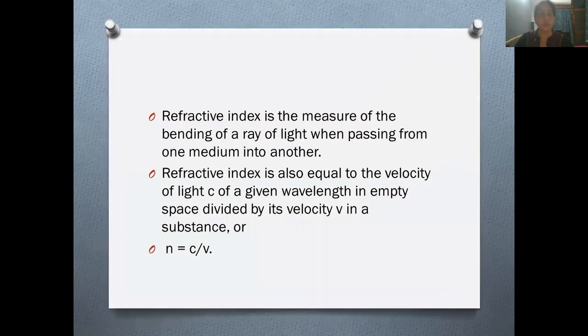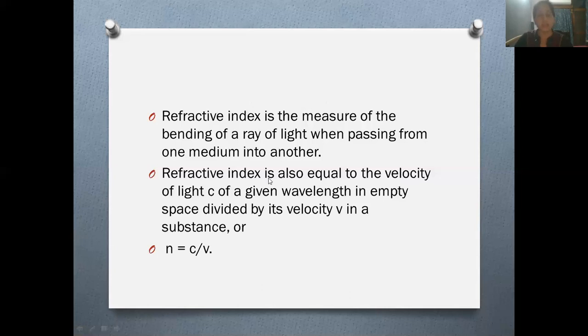So first of all, what do you mean by refractive index? Refractive index is the measure of the bending of a ray of light when passing from one medium to another. So the term refractive index is the measurement of the refraction of light. Means it is a physical quantity which gives us how much light is bending in one medium when it passes from one medium to another medium. When there is a refraction, how much light is bending in that medium.